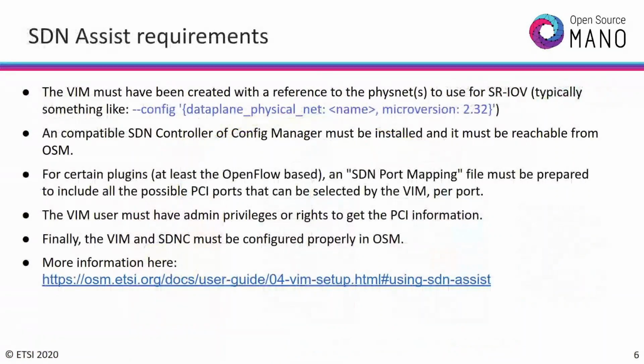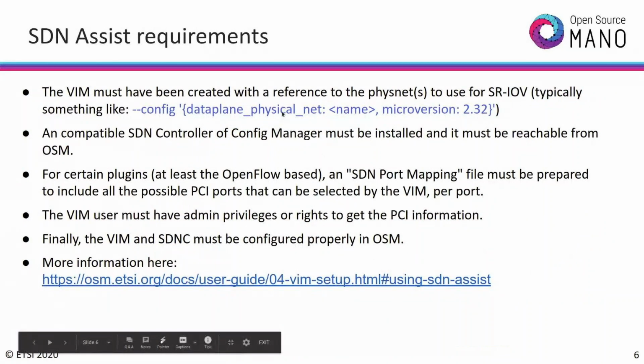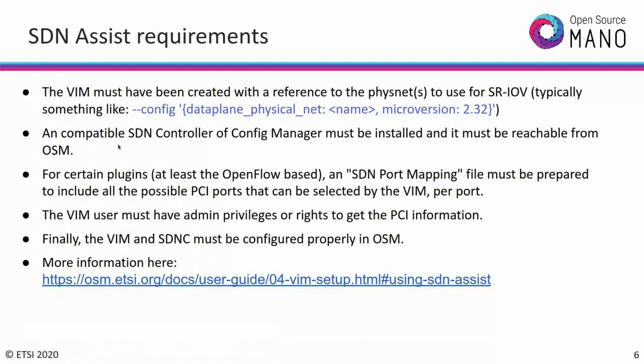Okay, the requirements. Well, we need a VIM that supports SR-IOV, pre-configured with SR-IOV. We need an SDN controller that is compatible with the SDN Assist feature and reachable from OSM. For certain plugins, like OpenFlow, for example, we need the SDN port mapping file, which is just a mapping between the VF numbers, VF addresses, and the ports of the switches, so that OSM knows that if OpenStack assigns a given PCI address, it corresponds to a given port in the fabric. So this is a file built once.